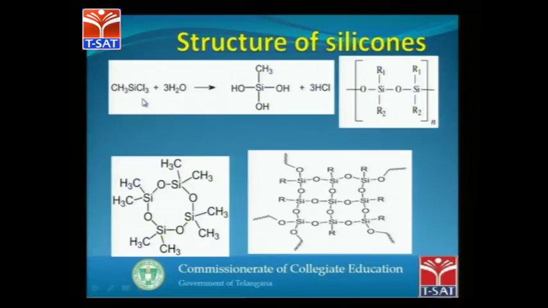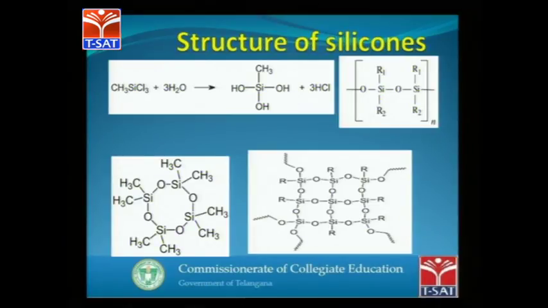These are the starting materials. Alkyl or aryl silanes are the starting materials for silicones. So these are linear silicones. These are the structures of cyclic silicones. And this is cross-linked silicones. They are very hard, depending upon the number of silicone units, R2SiO units.